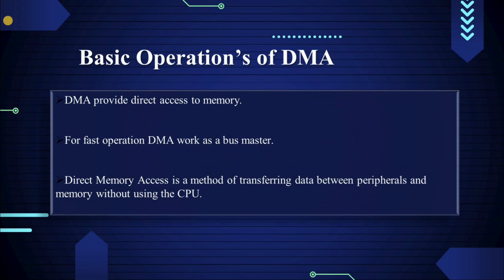The third point about the basic operation of DMA is that it is a method of transferring data between peripherals and memory without using the CPU. This means that DMA provides a direct pathway for data transfer between a hardware device and memory without involving the CPU in the transfer process.